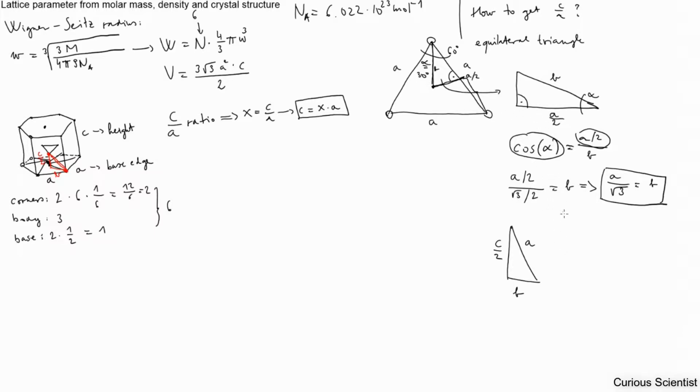And what we know is that A over square root of 3 squared plus C over 2 squared equals A squared. So this is A, we are aiming for this, and the B was basically this guy here, and C over 2 was this guy here. And then we can just do the math.